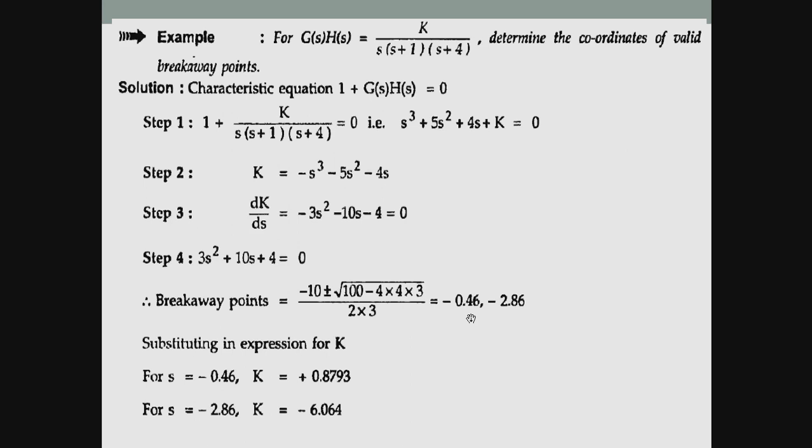Let us try a simple example exercise here. So the characteristic equation is given. So 1 plus g of s into h of s equal to 0. So get this in the form g of s into h of s is equal to minus 1. Then step 2 is to get the value in terms of k, differentiate that value with respect to s and equate it to 0.